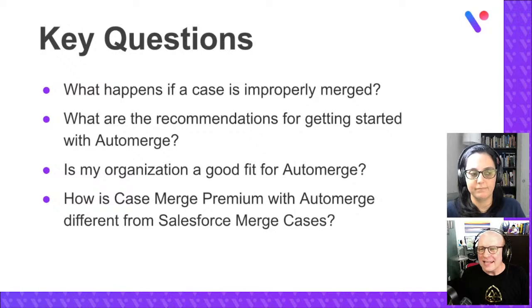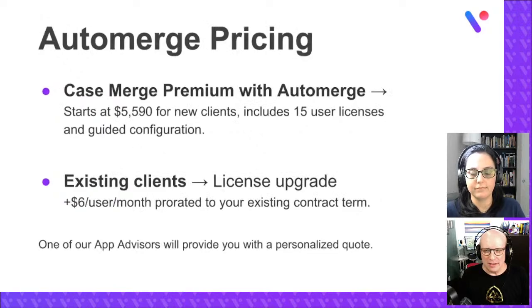So let's get to pricing. Case Merge Premium with Automerge for new clients is $5,590, which includes 15 user licenses for the year and a guided configuration where we will help you get things configured properly, including the criteria for your organization.